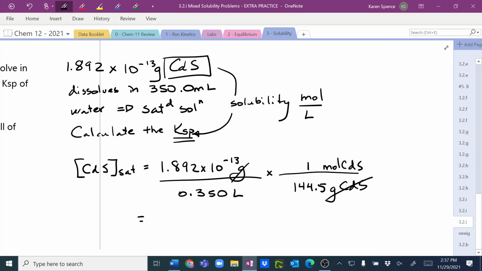1.892 E negative 13 divided by 0.35 divided by 144.5 equals 3.74 times 10 to the negative 15 molar.